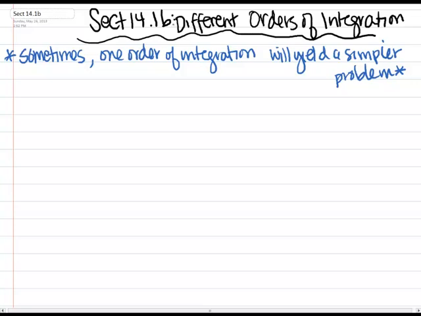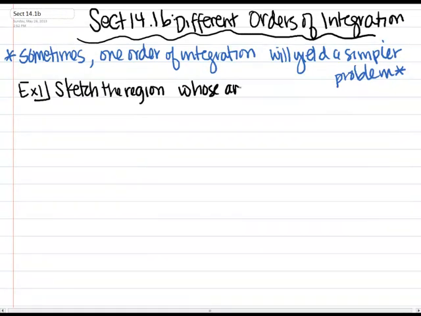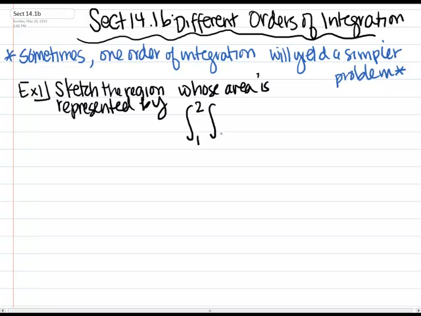Section 14.1b, we're going to work on different orders of integration with our iterated integrals, and sometimes one order of integration may yield a simpler problem. So first I want us to sketch the region whose area is represented by this iterated integral. So the integral from 1 to 2, the integral from 2 to 4 of dx dy.